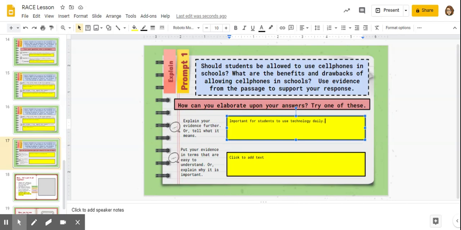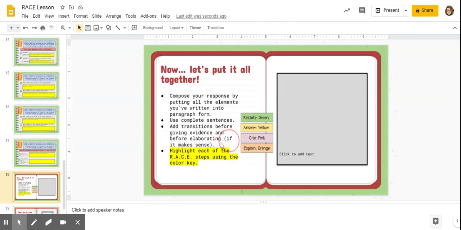Now with this one, I don't need to do this. It says try one of these, so I'm only going to do one, the most important for me. All right, so let's try. Compose your response by putting all the elements you've written into paragraph form. Use complete sentences and add transitions before giving evidence. So a transition word means like saying from the article or obviously, those kind of words. Remember the jazzed up words that we were talking about? And then we're going to highlight using the special color coded key I've got there for us.